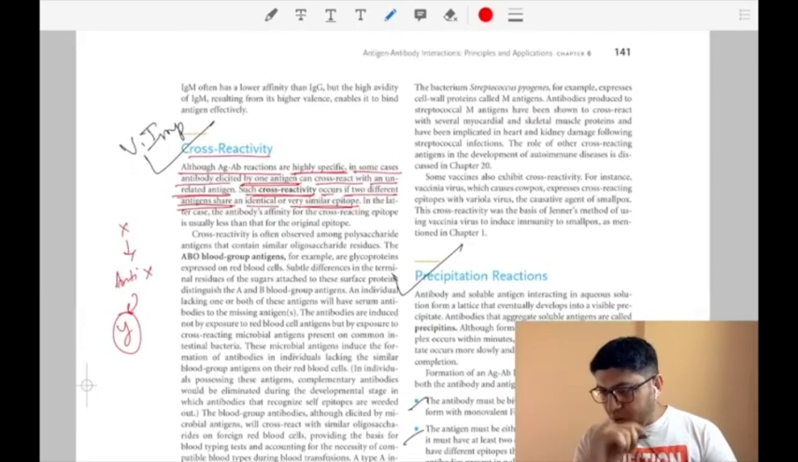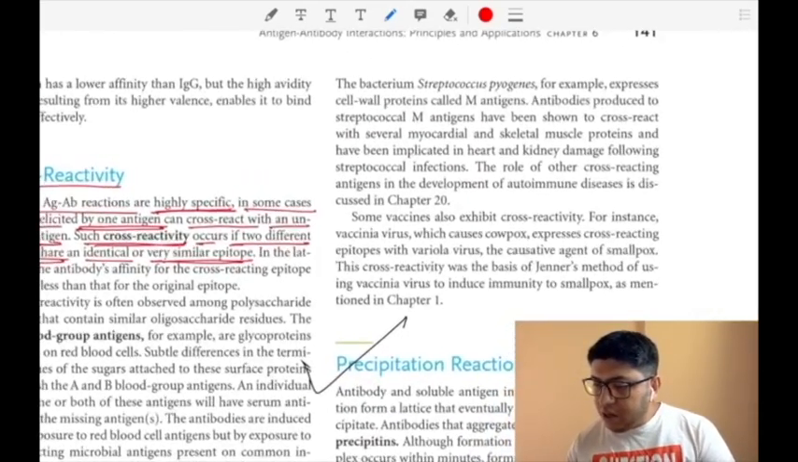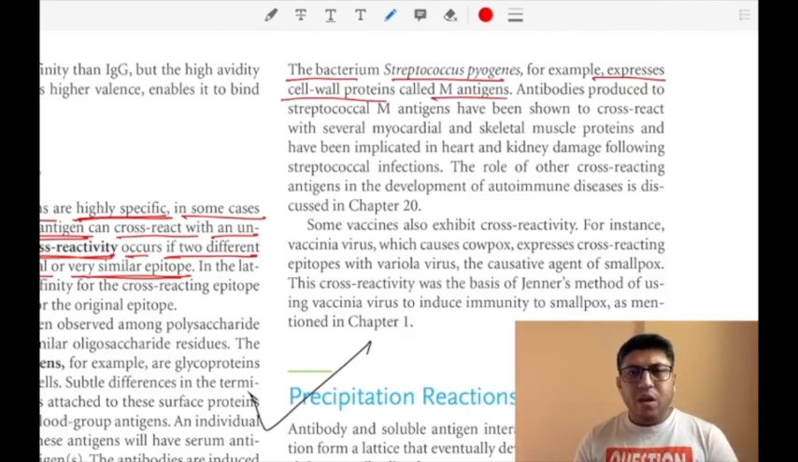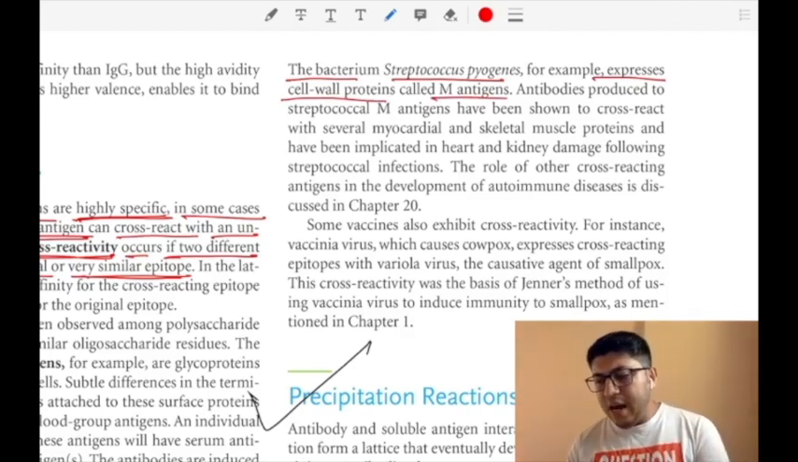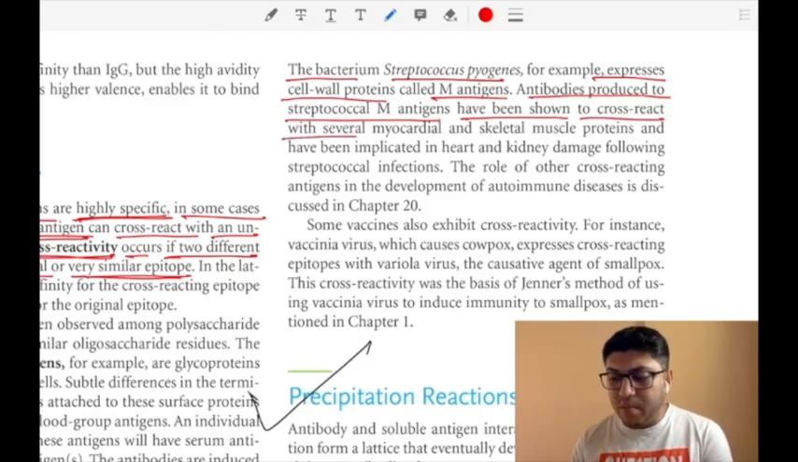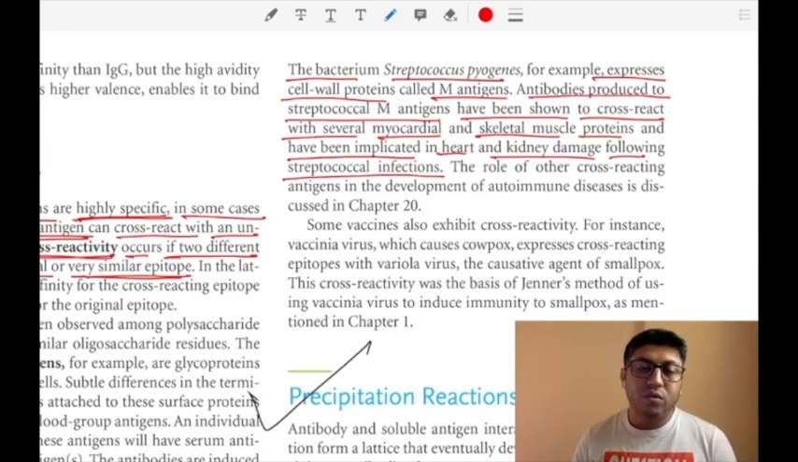যেমন ধরা যাক আমি এখানে একটা এক্সাম্পল দিচ্ছি, that bacterium Streptococcus pyogenes expresses a cell wall protein called M antigen, যেটাকে আমি M protein বললাম। Now antibodies produced to streptococcal M antigen have been shown to cross react with several myocardial and skeletal muscle proteins and have been implicated in heart and kidney damage following the streptococcal infection. So think about it. It's a bad role of cross reactivity.